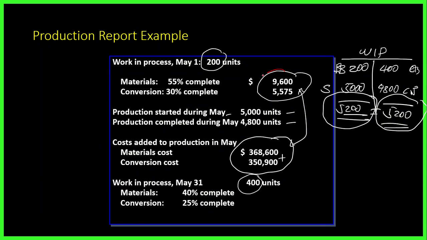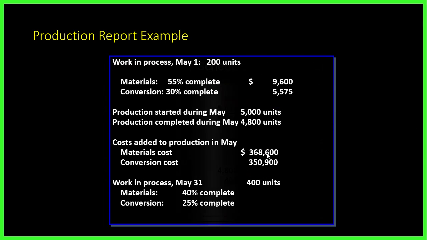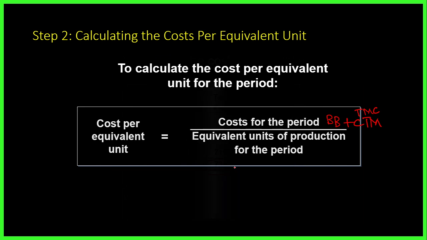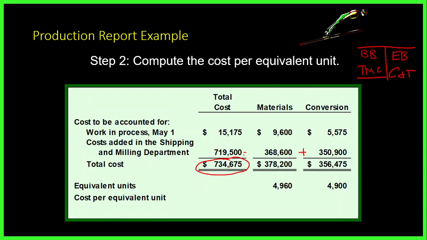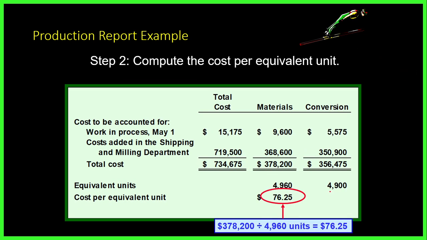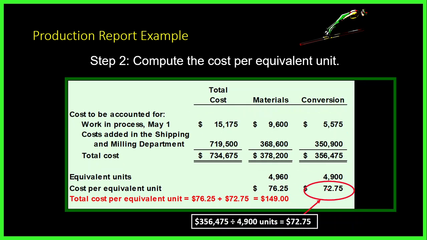Yung total niyan, and yung total nito is actually this one. Beginning and this month. So your total cost to be accounted for should be 734,675. This one is for the materials and this one is for the conversion. Very easy to follow, you simply divide that by your equivalent units, which is 4,960 coming from our previous slide, and 49, you will now have the cost per equivalent units of production for materials and for conversion. Get the total of these two and you will get the total cost per equivalent units of production.